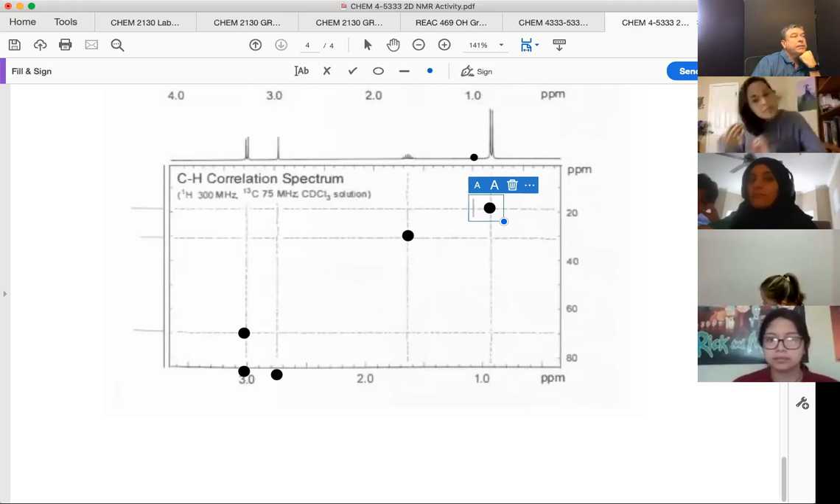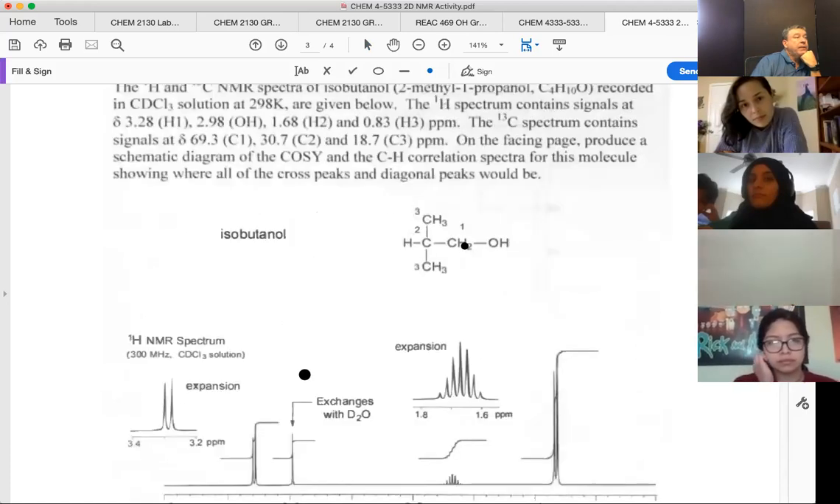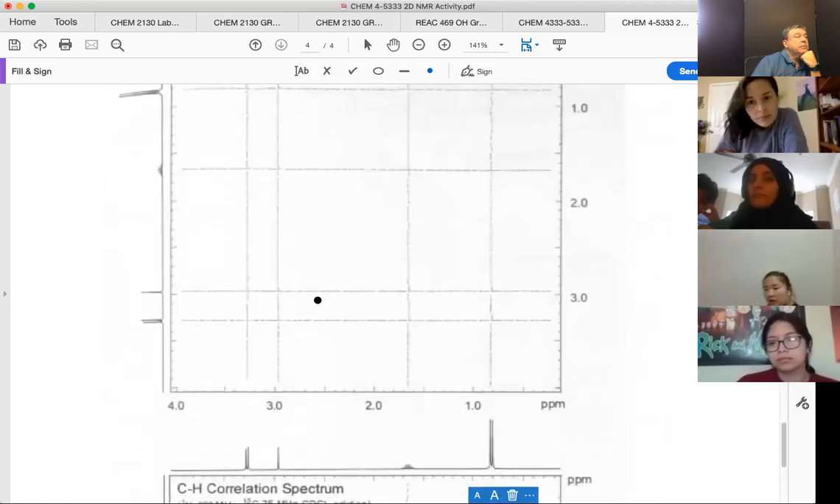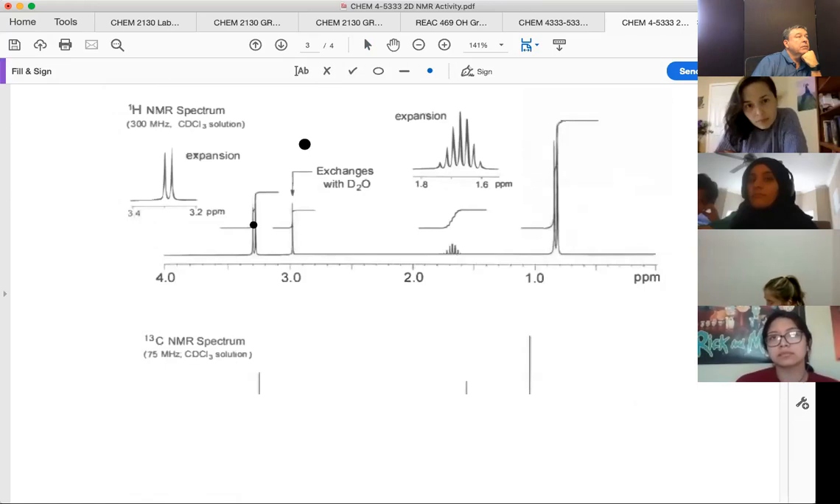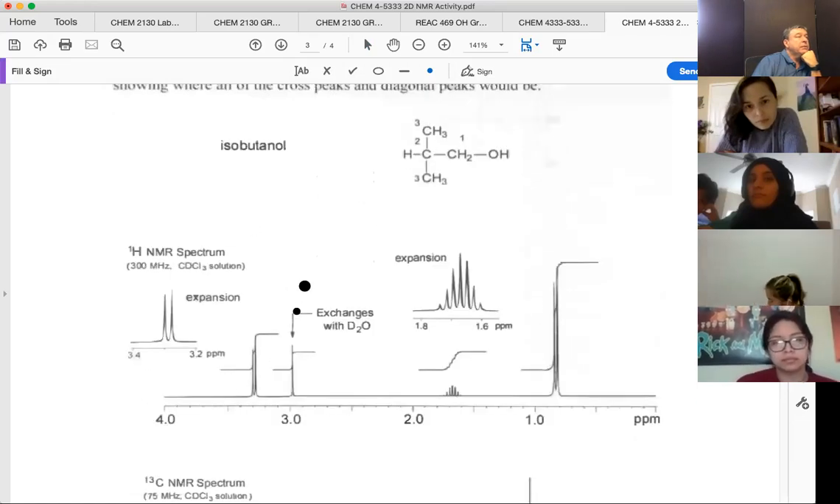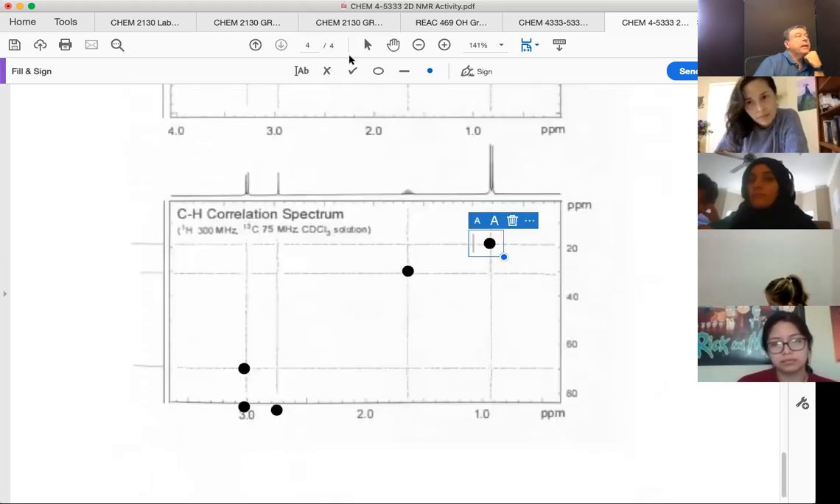And this is going to correlate to the methyl groups, which are lowest. This is going to correlate to the one that's split. And wait, hold on. Let me double check the structure. Let's see. Those two are going to be these two. So, yeah. So it should look something like that if I remove that. So those should be, because this one shouldn't have anything correlating to it, because that's the hydrogen on the oxygen. And so it doesn't correlate to any of them.